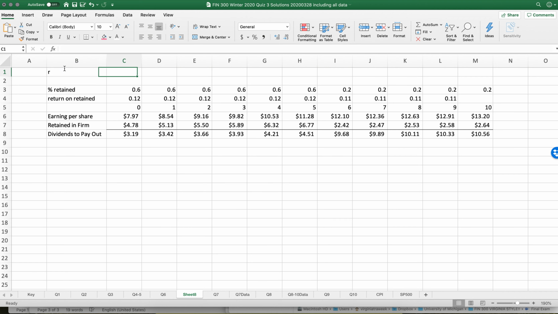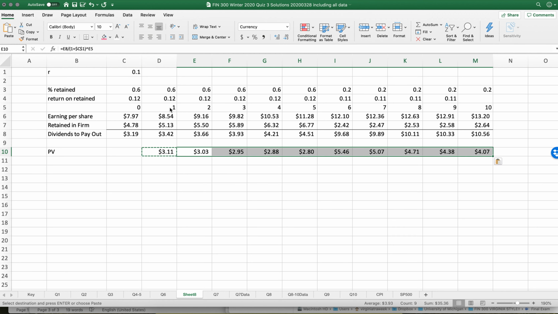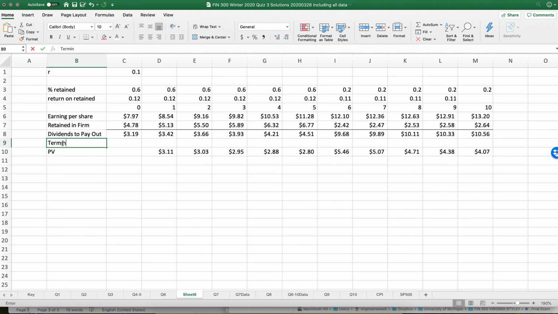Okay, so if R is 10%, the present value of each of these cash flows, I'm assuming that we're not going to include the value in year 0 because that's probably the time that just came past. So I'm going to start here. Lock that, raise that to the power of 1. The other thing that we need to do that I just forgot to do is the terminal value.